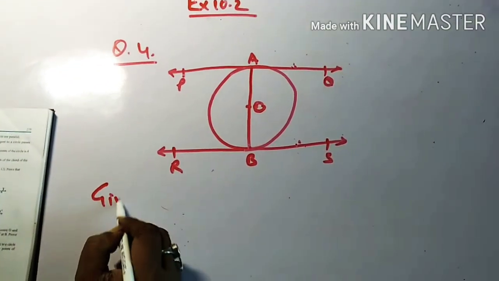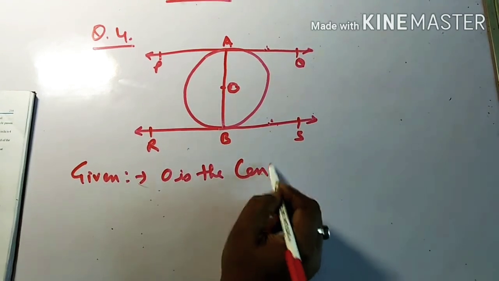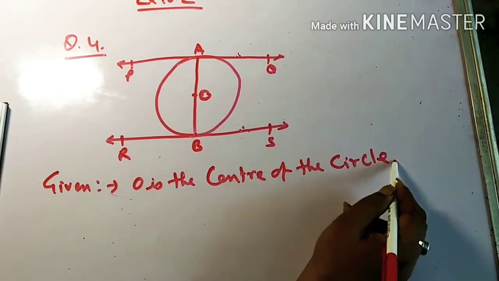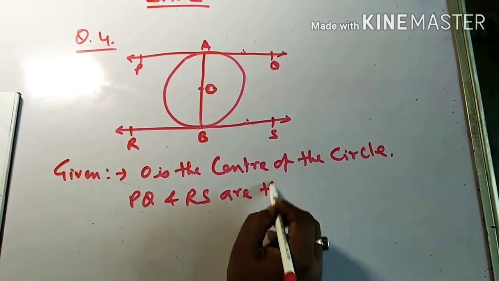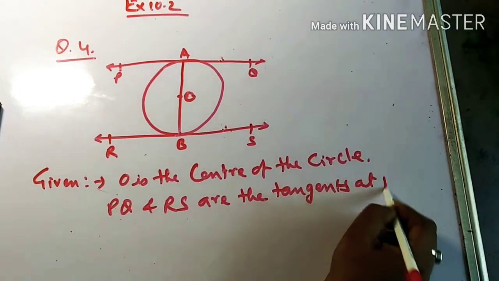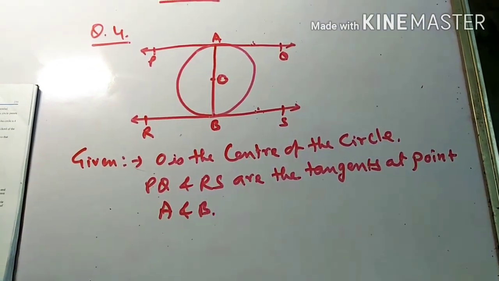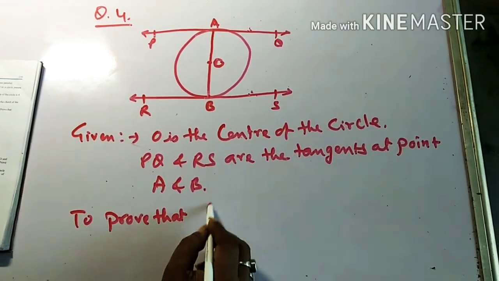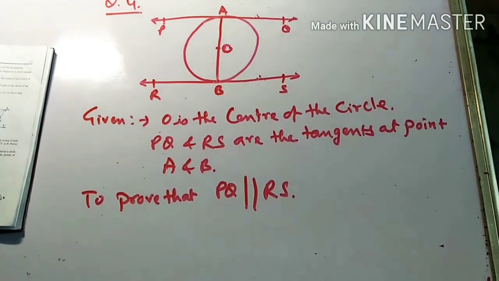So given: O is the center of the circle, PQ and RS are the tangents at points A and B. To prove that PQ is parallel to RS, we have to prove this. Now proof.